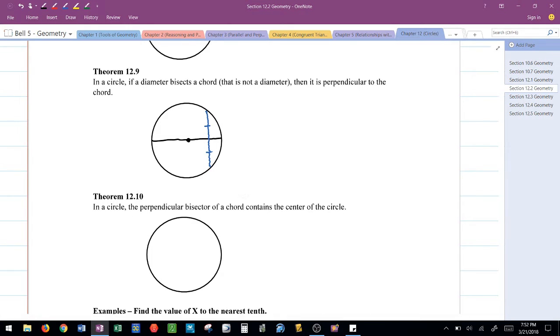All right? So again, let me kind of point that out. If I have a diameter that goes through a chord and bisects the chord, I can conclude that perpendicularity must occur.